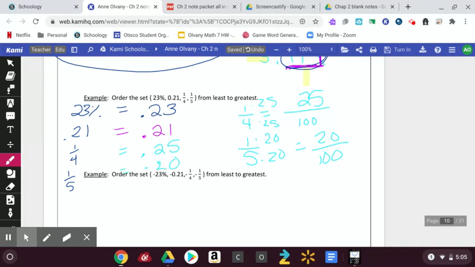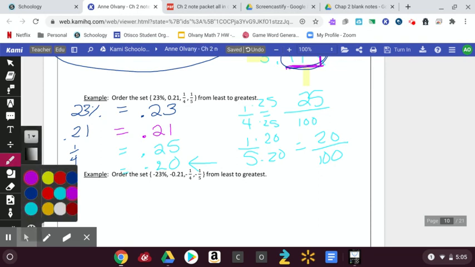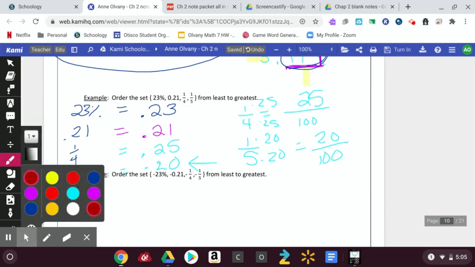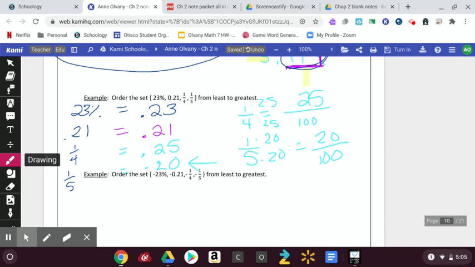Now they're all the same length. They're all hundredths. Which one's the smallest? 20 hundredths is the smallest. I write these in order, using the original. So this one's the 1/5.